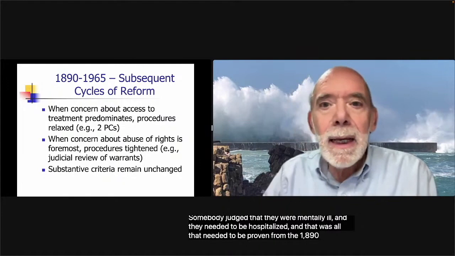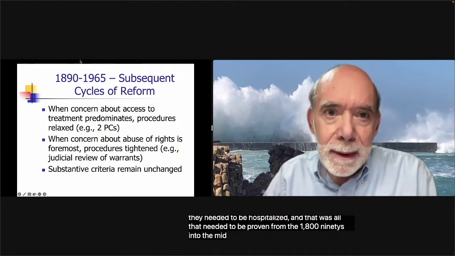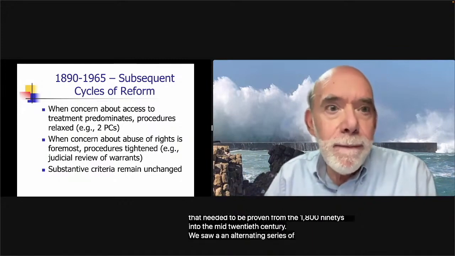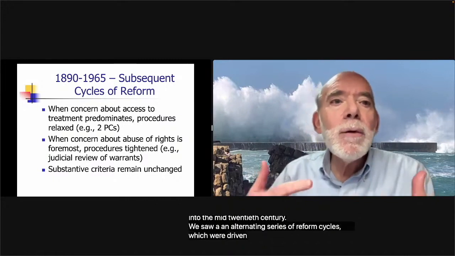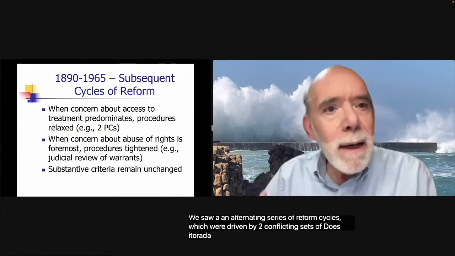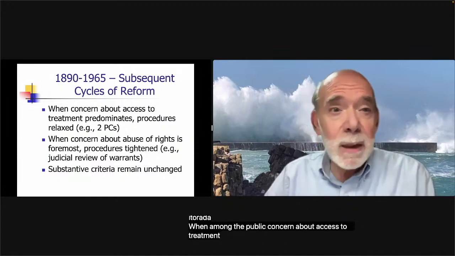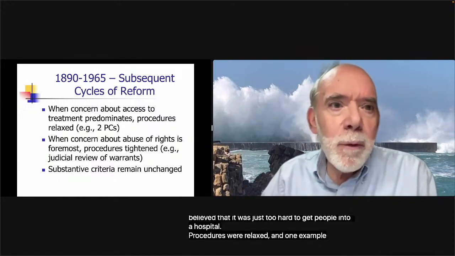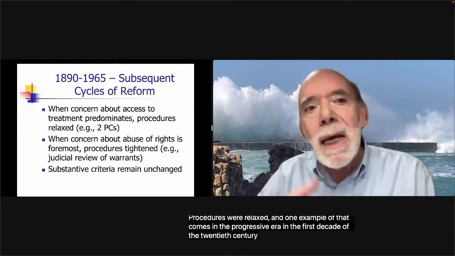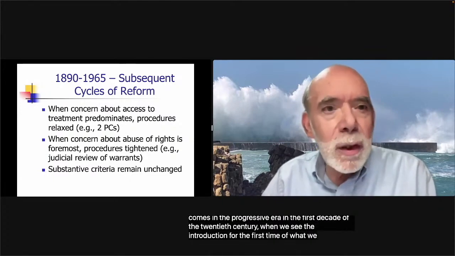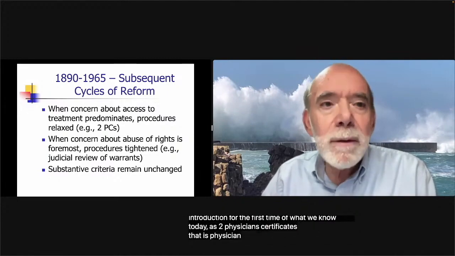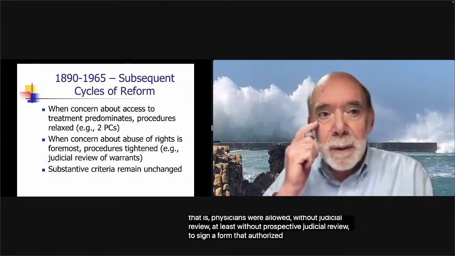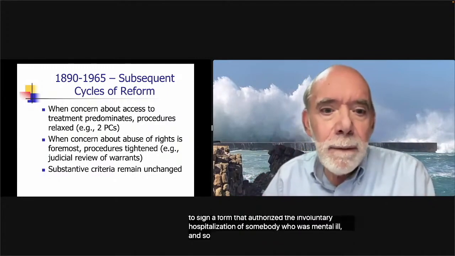From the 1890s into the mid 20th century, we saw an alternating series of reform cycles, which were driven by two conflicting sets of desiderata. When among the public, concern about access to treatment predominates, that is, when it was believed that it was just too hard to get people into a hospital, procedures were relaxed. One example of that comes in the progressive era in the first decade of the 20th century, when we see the introduction for the first time of what we know today as two physician certificates. That is, physicians were allowed without judicial review, at least without prospective judicial review, to sign a form that authorized the involuntary hospitalization of somebody who was mentally ill and thought to be in need of hospitalization.